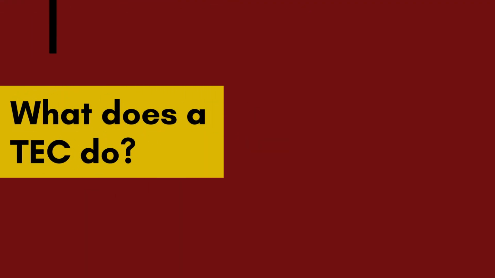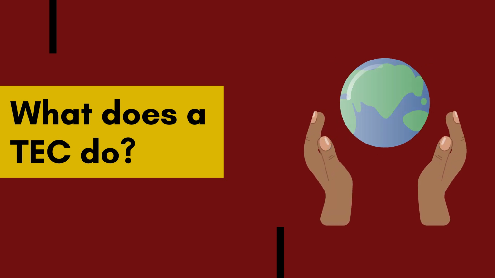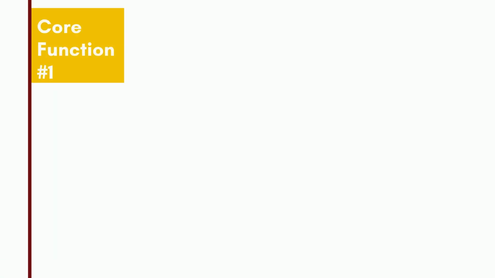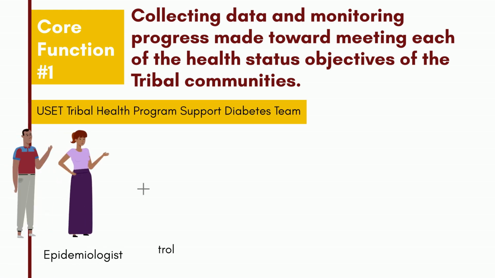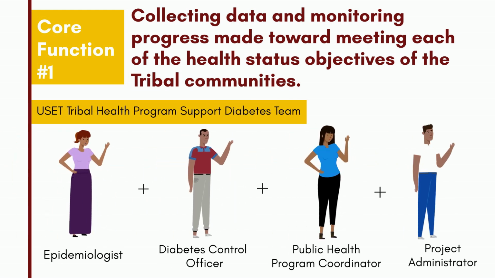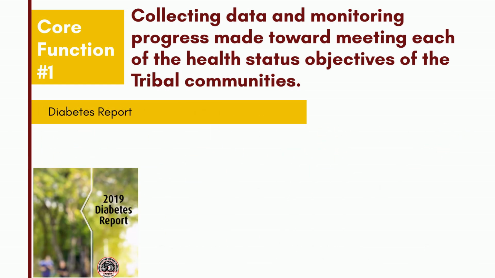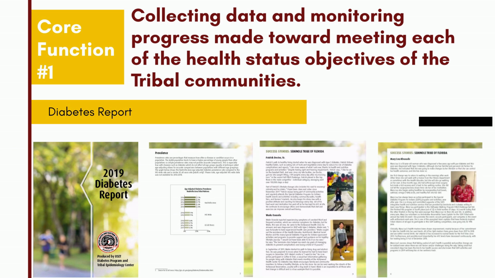What does a TEC do? Tribal epidemiology centers support tribal communities in improving the health of tribal citizens through 7 core public health functions by collecting data and monitoring progress made toward meeting each of the health status objectives of the tribal communities. For example, our USET epidemiology team collaborates with the USET Diabetes Program to provide a diabetes report to our member tribal nations. The report includes metrics and success stories specific to each tribal nation to monitor their progress to meet their chosen goals.